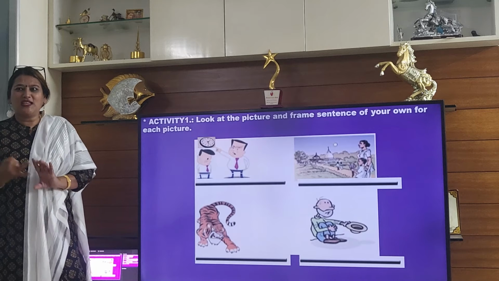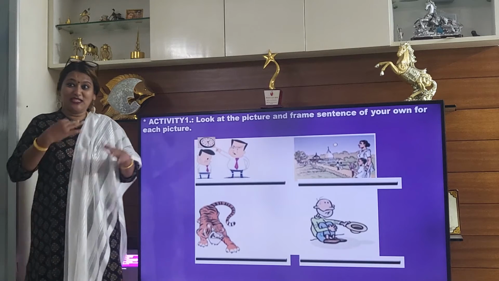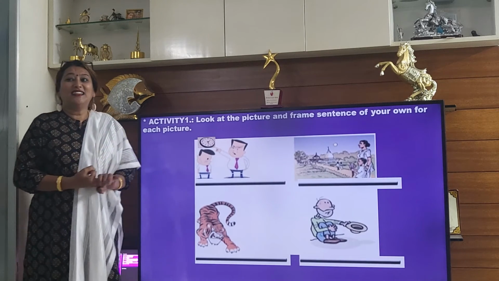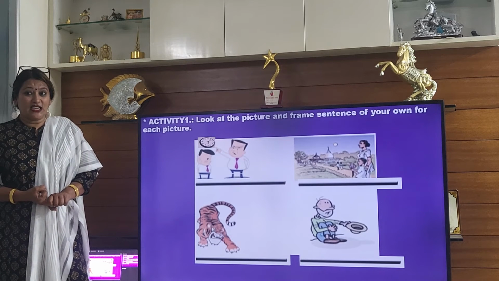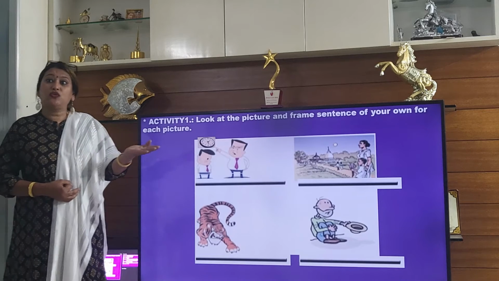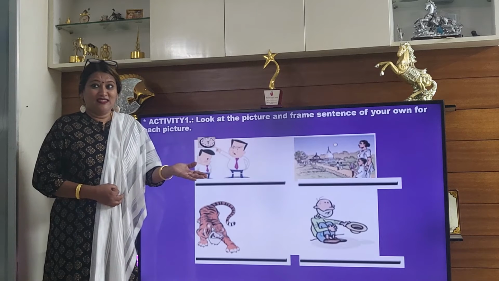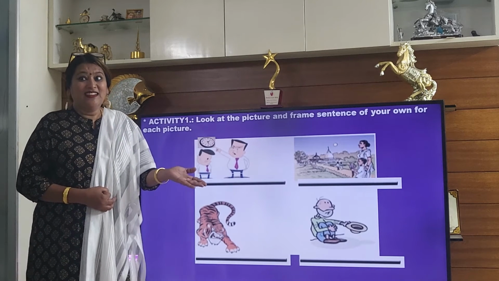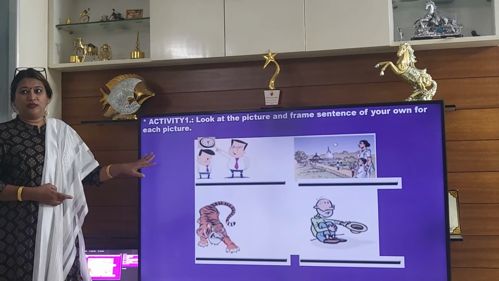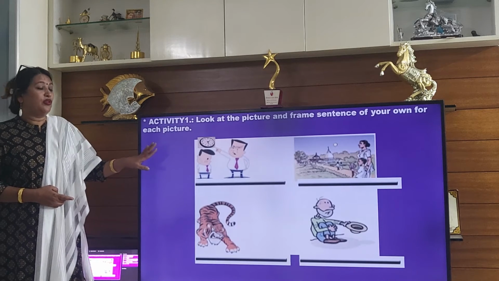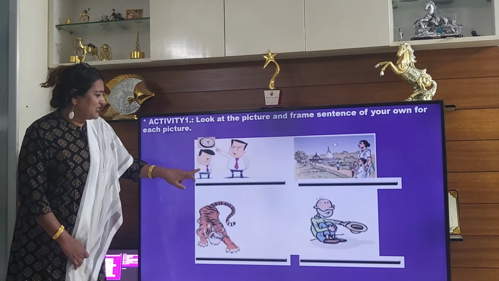And the second kind of sentence was? The second, interrogative. Interrogative means you ask questions. Got it? The third kind of sentence was imperative, which actually talks about what? Command, request, order, right? Okay. Now, the fourth category, that is exclamatory, talks about the strong feelings, right? So now, here you see a picture.